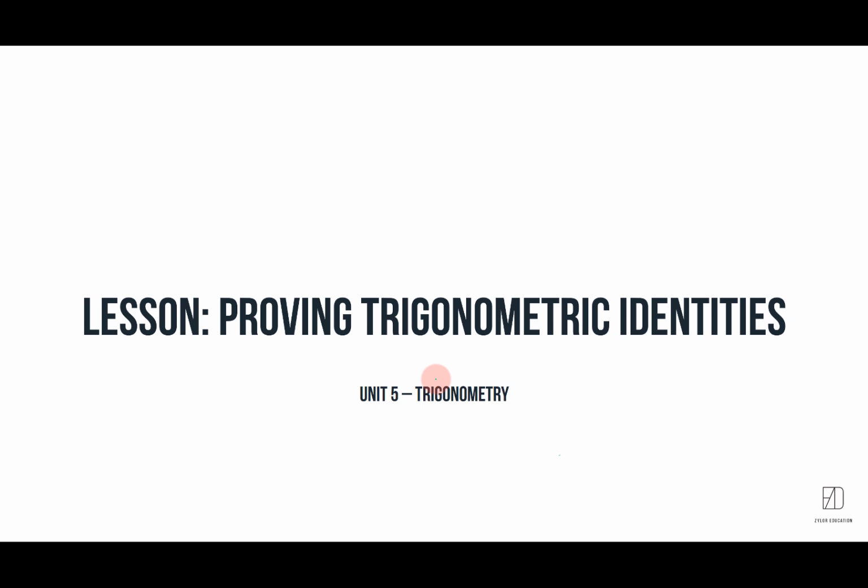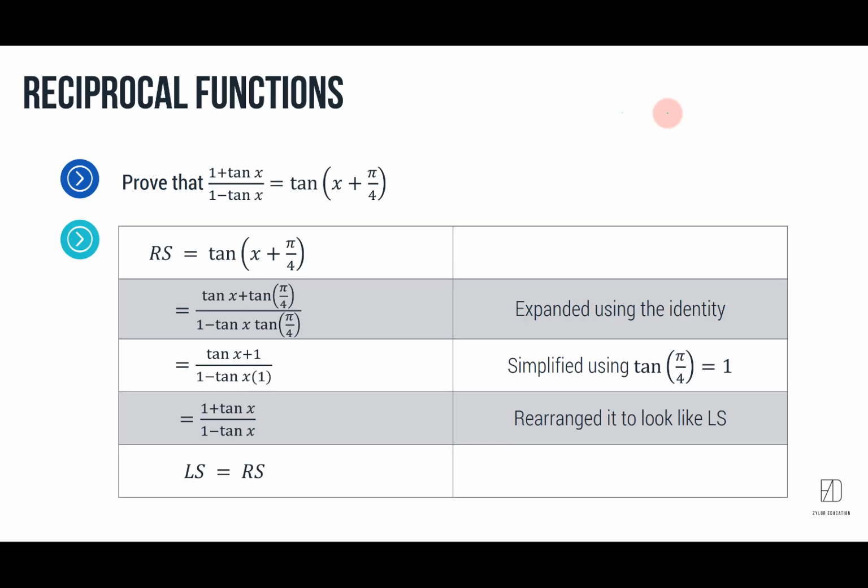So our lesson for today is proving trigonometric identities. For this example, we'll be working with (1 + tan x) over (1 - tan x), and we need to prove that it is equal to tan(x + pi/4). Whenever we're proving identities, we need to work with the one that is more complicated or something that we can simplify.